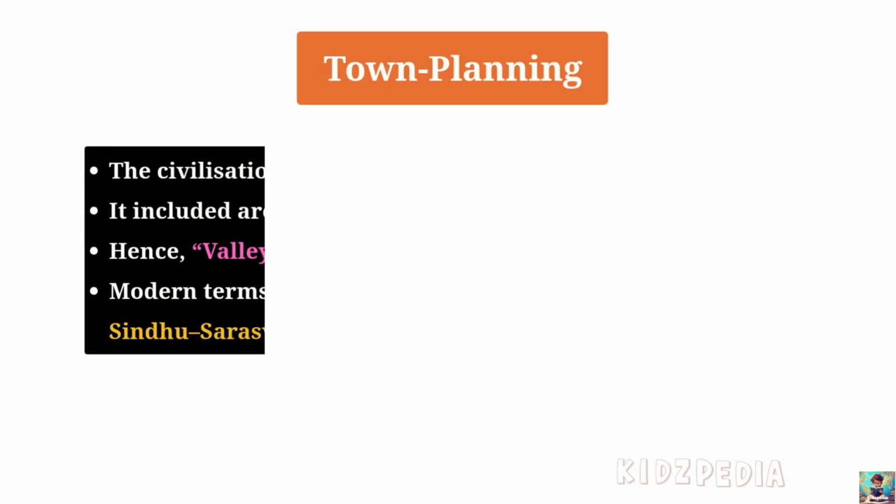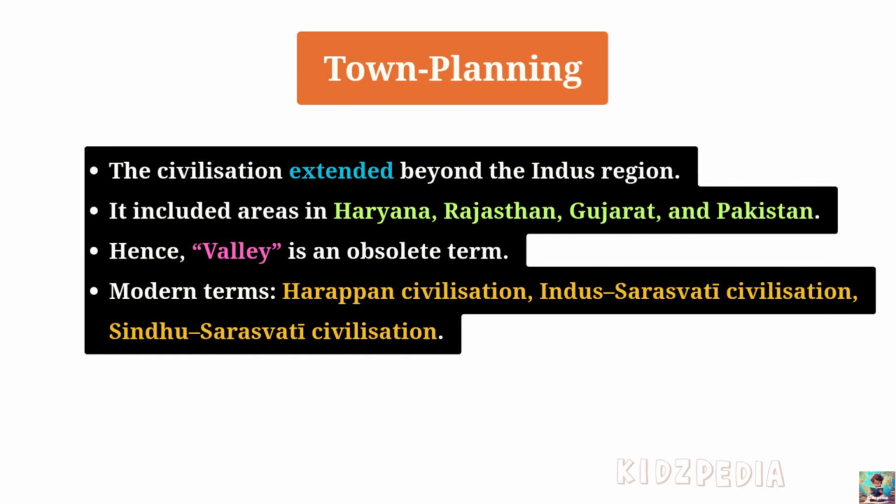So, we now know that the civilization did not exist only in the Indus Valley. It extended much beyond the Indus region, including parts of Haryana, Rajasthan, Gujarat, and Pakistan. So, calling it the Indus Valley civilization is not completely accurate. That's why historians now prefer terms like Harappan civilization or Indus Sarasvatī civilization or Sindhu Sarasvatī civilization.